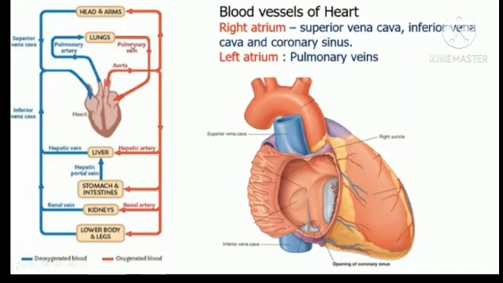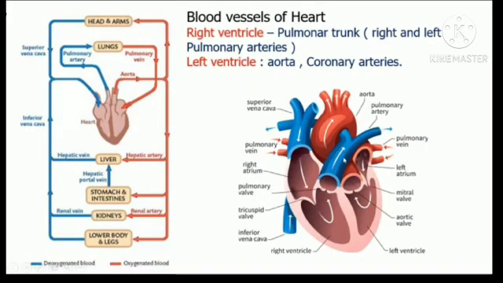Blood vessels present in the heart. In the right atrium, the superior vena cava, inferior vena cava and coronary sinus are present. In the left atrium, pulmonary veins are present. In the right ventricle, the pulmonary trunk, that is the right and left pulmonary arteries. In the left ventricle, the aorta and coronary arteries are present.